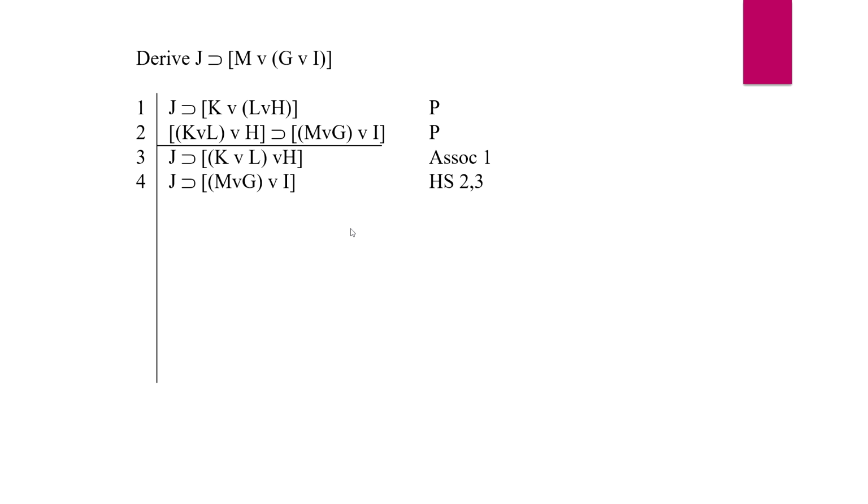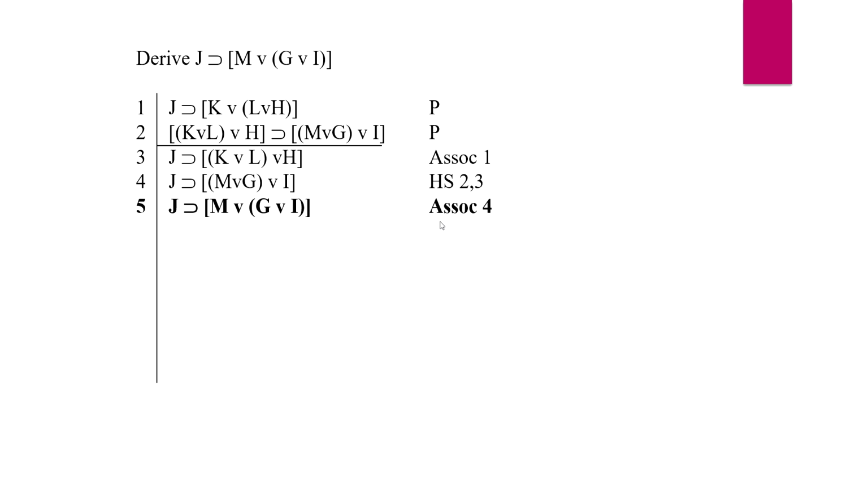But importantly, this doesn't look the same as the conclusion we're trying to get yet, right? Details are really important with derivations. What we need is M or G or I with the parentheses around the G or I. So we can use association again to get that. And it's important here that you have to do these steps one at a time. You can't use association twice on the same line. You can't blend these together, right? You have to use each of these replacement rules separately.